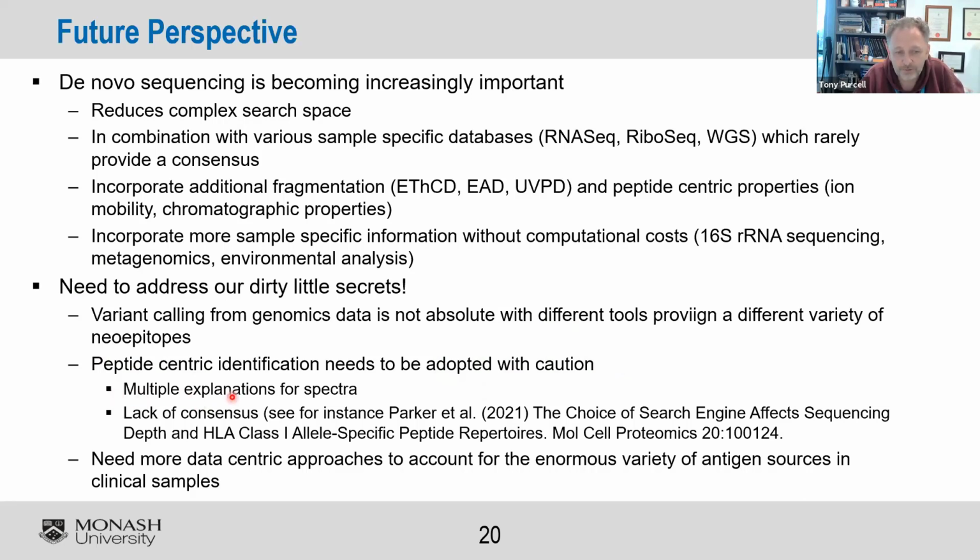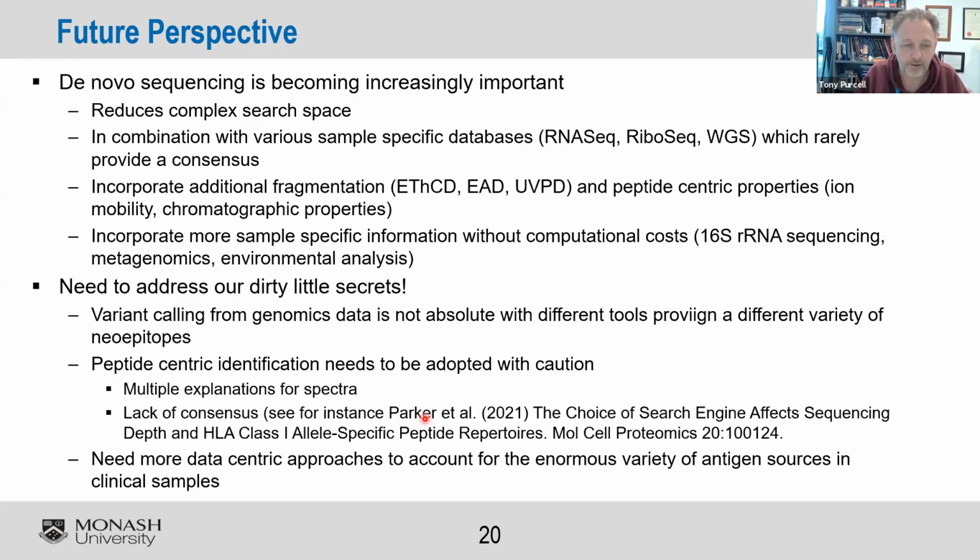There's potential for multiple explanations of spectra, some more bizarre than others. And there's even a lack of consensus between the various tools we use to search that data. And I'll just refer you to this very nice paper from my good friend Nicola Tennant and Rob Parker, who show that the choice of search engine really affects both the depth and the peptide repertoires from different HLA class 1 molecules. And perhaps not surprisingly, they showed that PEAKS managed to outperform most of the other tools that they looked at.